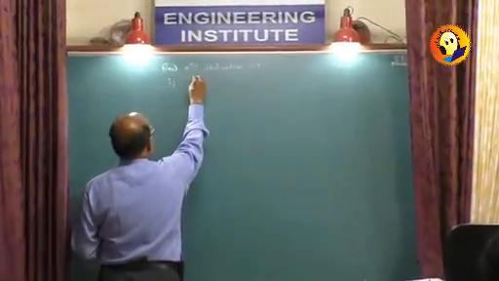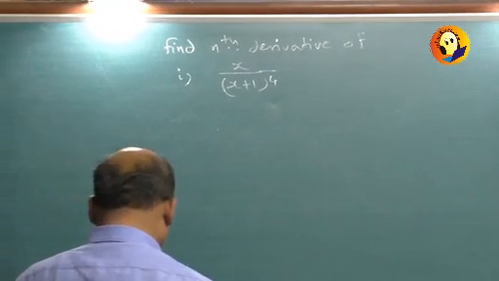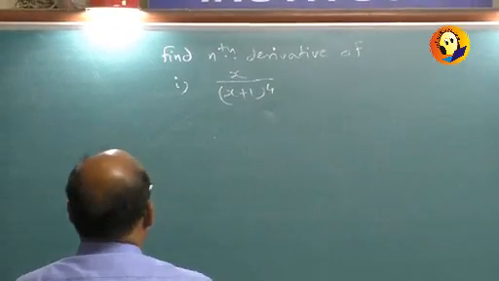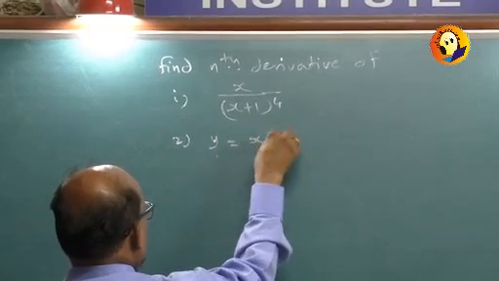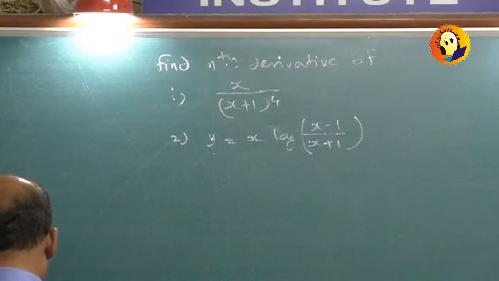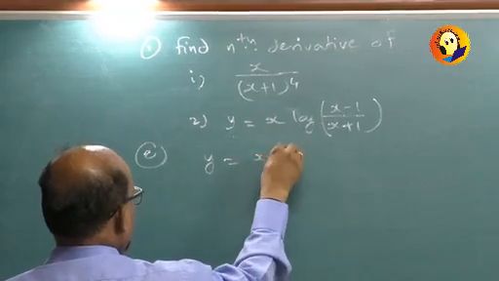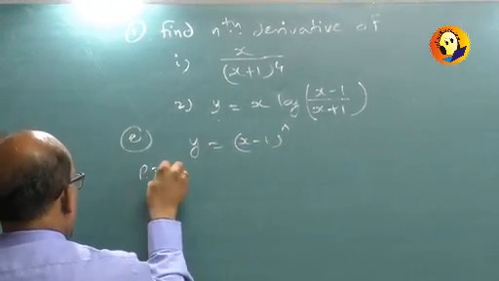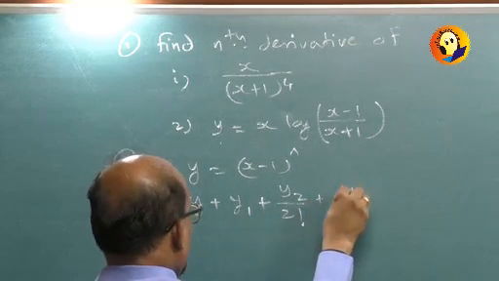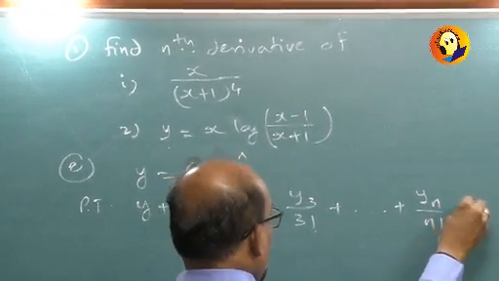Number 1, it is y equal to x upon (x plus 1) raised to 4. Number 2, y equal to x log of (x minus 1) upon (x plus 1). This is 1, and number 2 is y equal to (x minus 1) raised to n. Prove that y plus y1 plus y2 upon 2 factorial plus y3 upon 3 factorial plus etc. plus yn upon n factorial equal to x raised to n.